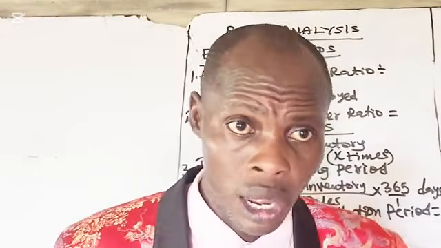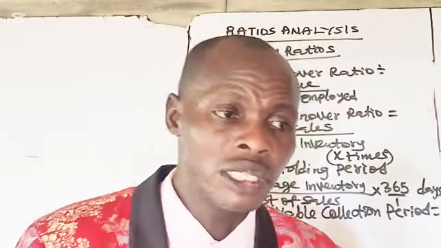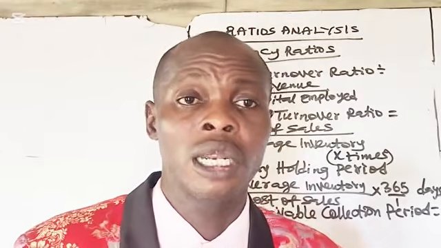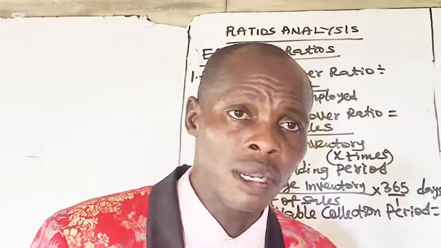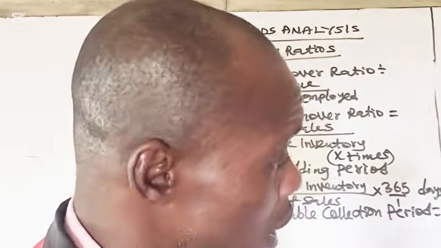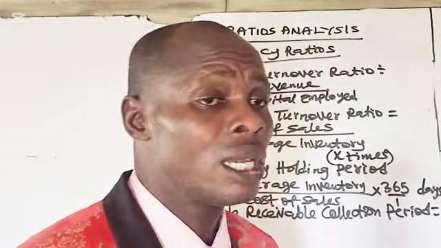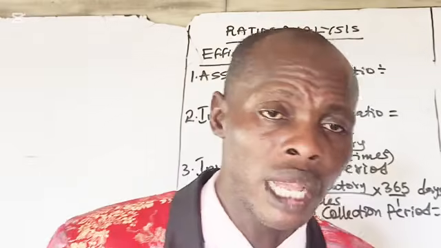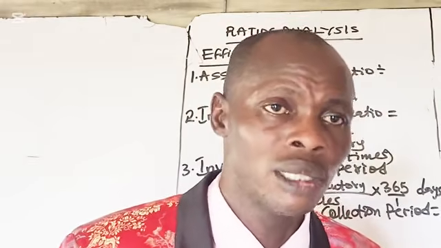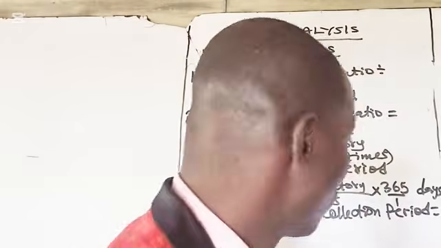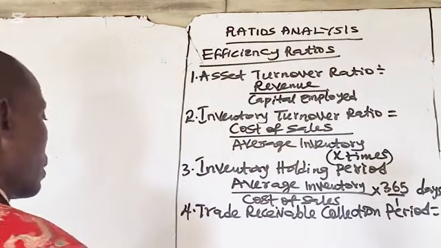If it takes too long, that means the entity's receivables are not easily realizable. The entities are not collecting their money back from their credit customers. They are not collecting it back on time. And when this increases, then the incidence of bad debts would increase. So that means there will be higher bad debts where there is a higher receivable collection period.